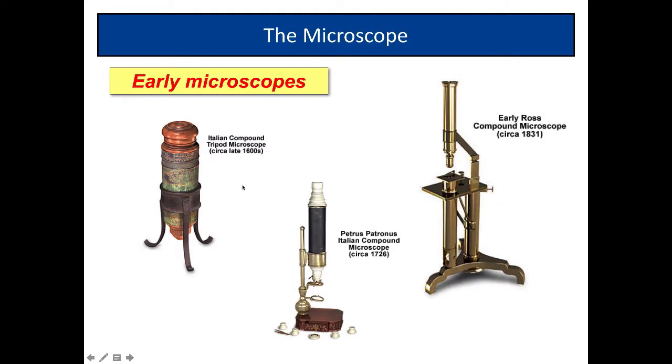Now we then developed it quite quickly. This is an Italian compound tripod microscope in about the late 1600s. They evolved then to this Italian compound microscope, 1726. You can see here that we've got lenses we can actually slip onto it. So we start changing here the lenses of the microscope. And this one here, about 1831, you can start seeing the basics of the modern microscope.